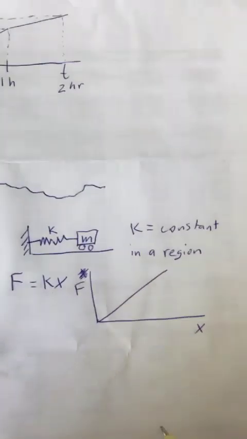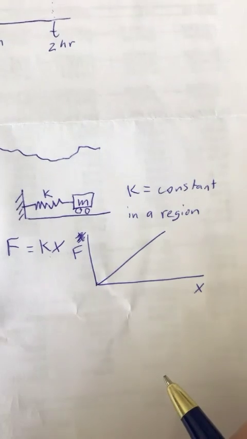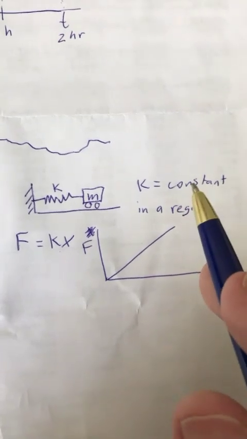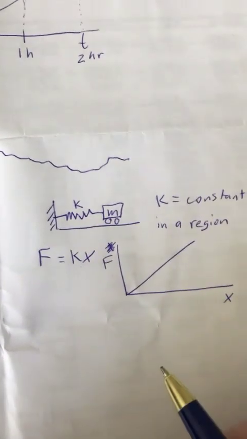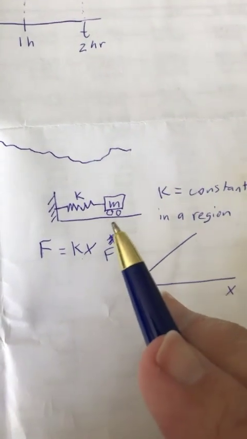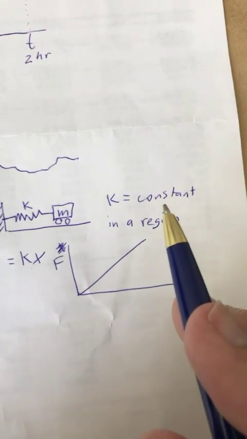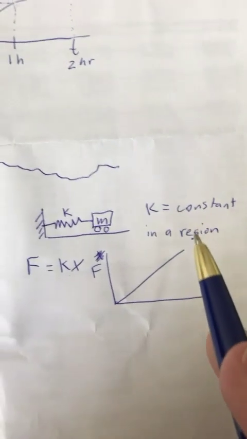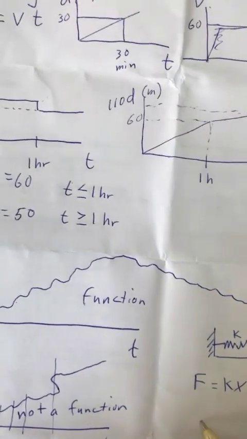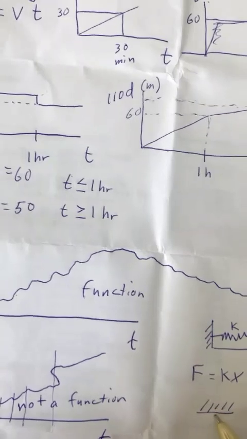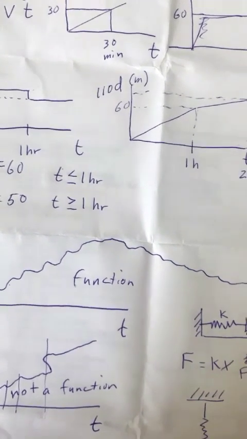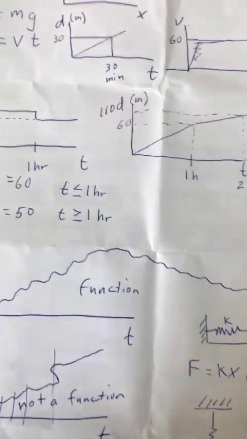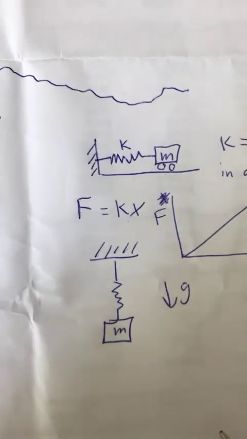We could call it within the design of the spring. The spring is designed for a certain amount of stretch, and if you go beyond that, then K is no longer constant. Let me give you a case where K could be constant in a different region of stretch, but it would be a different constant. Let's consider the case where I hang the mass from the spring like this, and I have a gravitational pull like that.